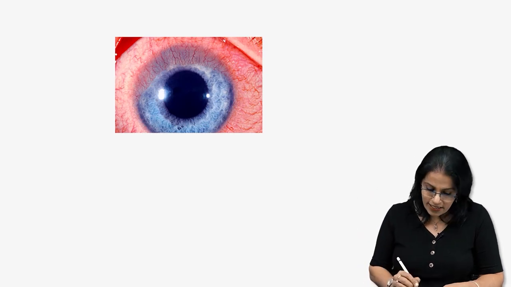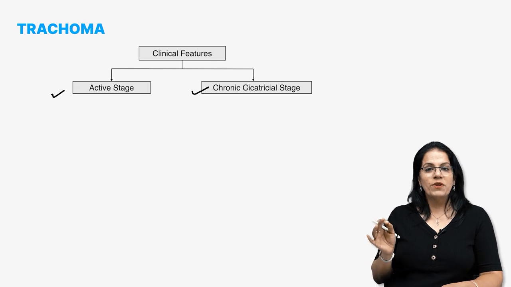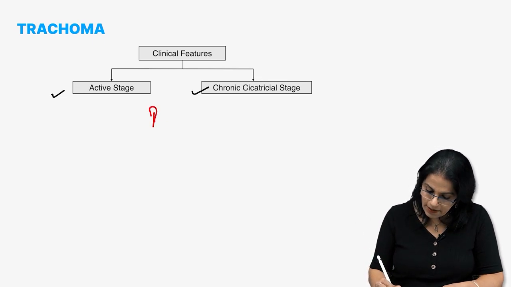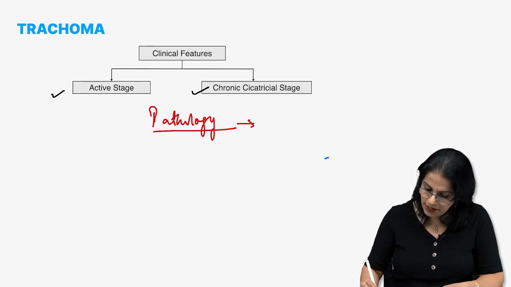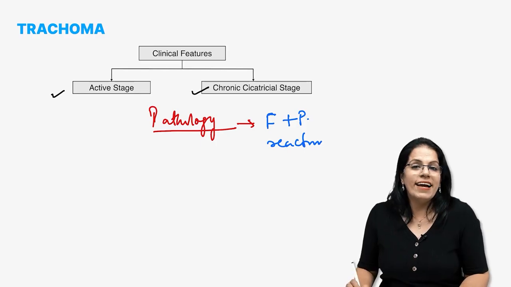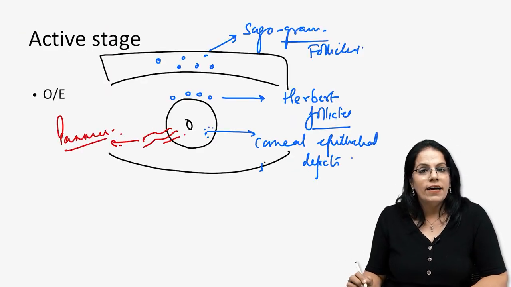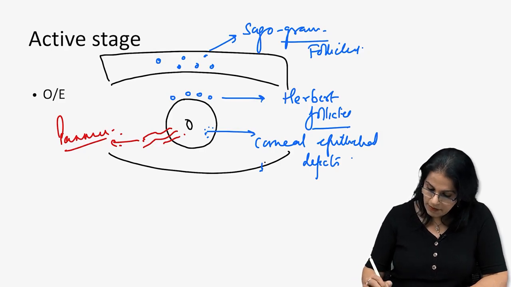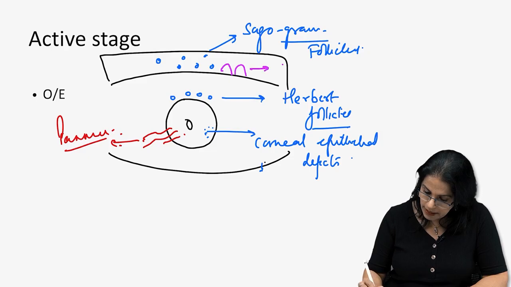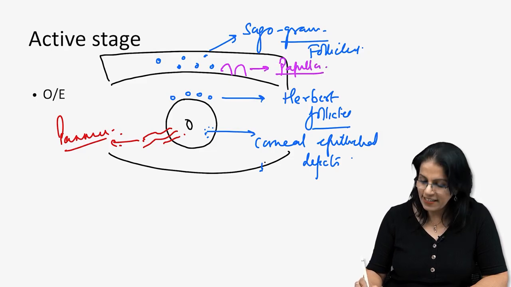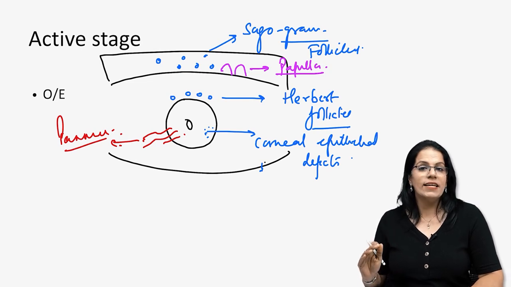Okay, next, before I go to the scarring stage, one more important point in pathology that you have to know is that trachoma is one conjunctivitis where there is both follicular and papillary reaction. So, both follicular and papillary reaction, and this is an exam question, this has been asked in the exam. Along with the follicles, let us also draw some papillae here. We can also get the papillae. We have talked about what is papilla and what is follicle. So this is your active stage.